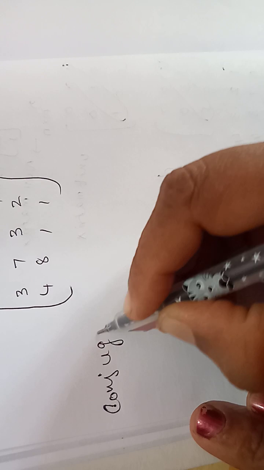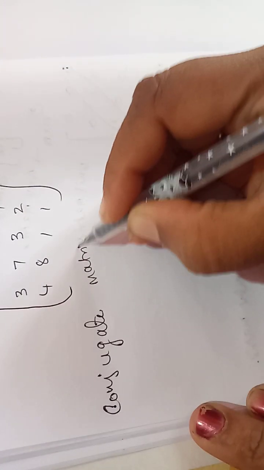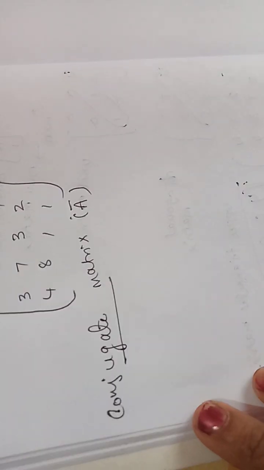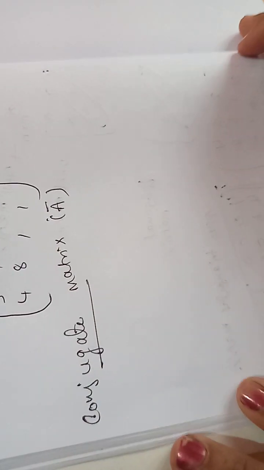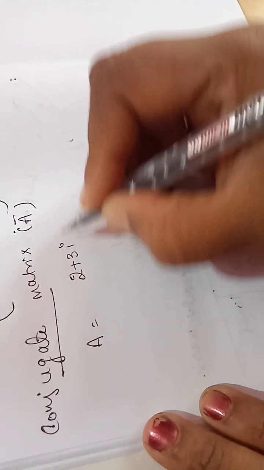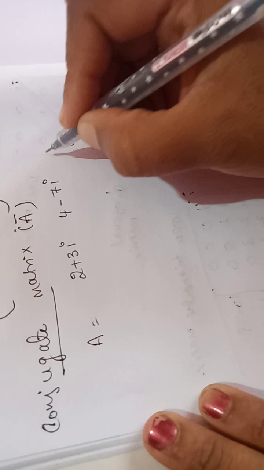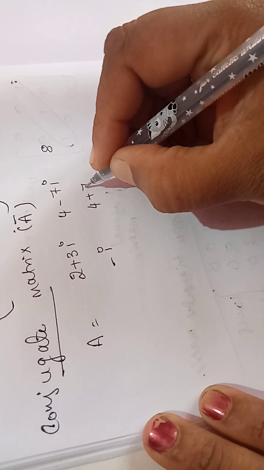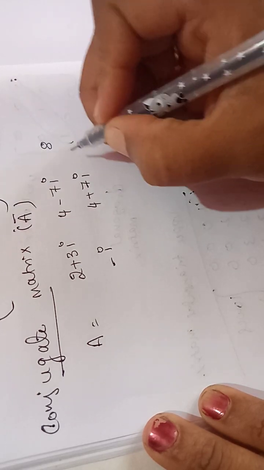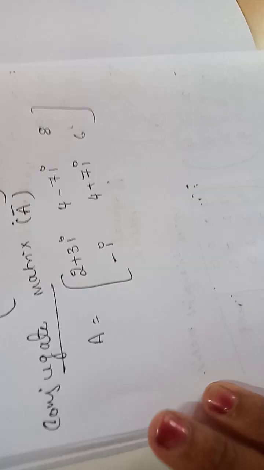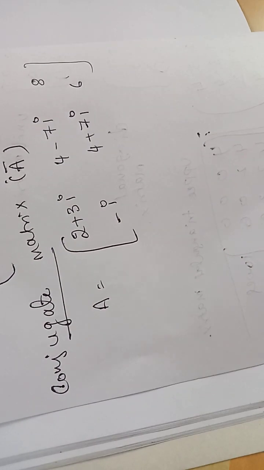Next, conjugate matrix. Conjugate matrix we denote with the A bar symbol. Now, in the conjugate matrix I am taking one example A: 2 plus 3i, 4 minus 7i, 8 minus i, 4 plus, let us think, 7i, and here let us keep 6. In such a way I took one matrix A.